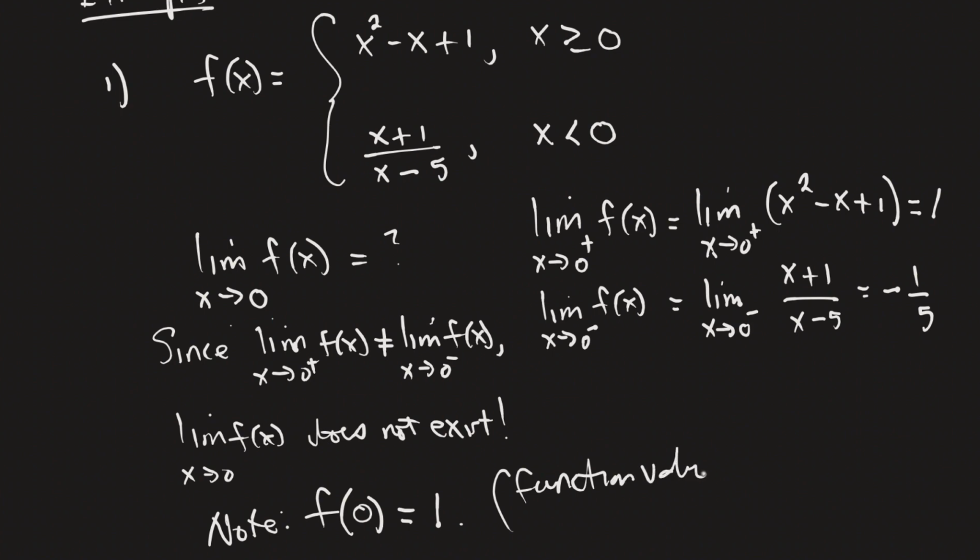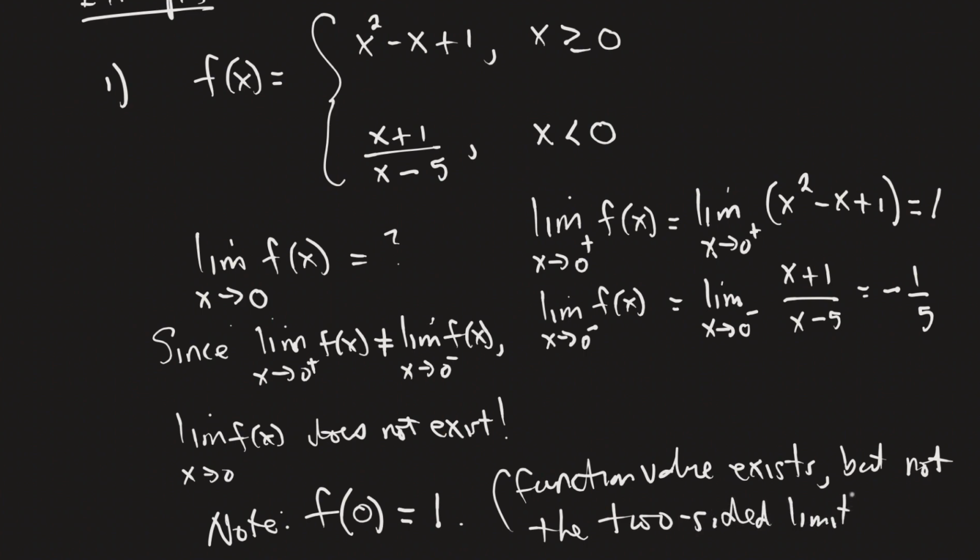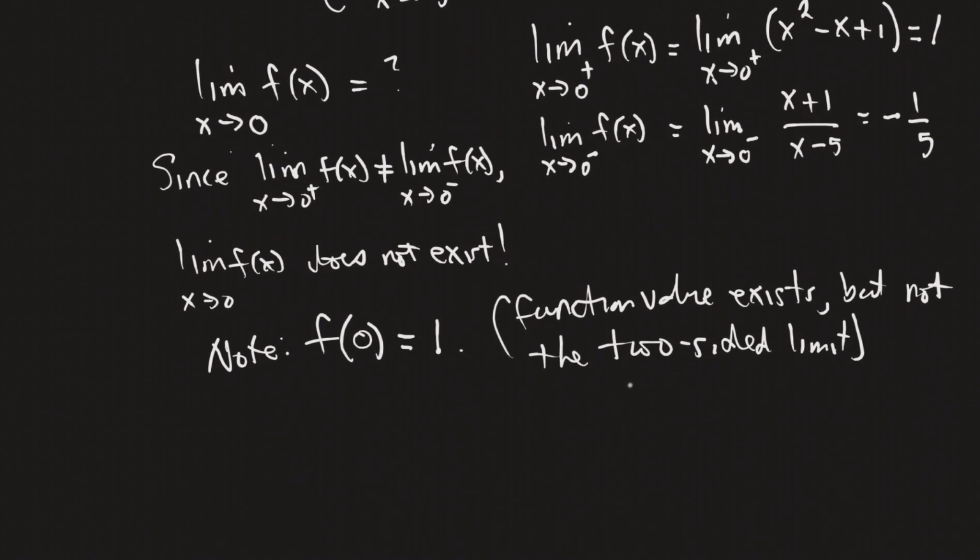So the function value exists, but not the two-sided limit. And that's, again, another important concept. So with these piecewise functions, you can't just plug in one time and say, oh, I got a number, and that's it. All right, let's do another example, maybe a piecewise function where there are 3 pieces to the function.